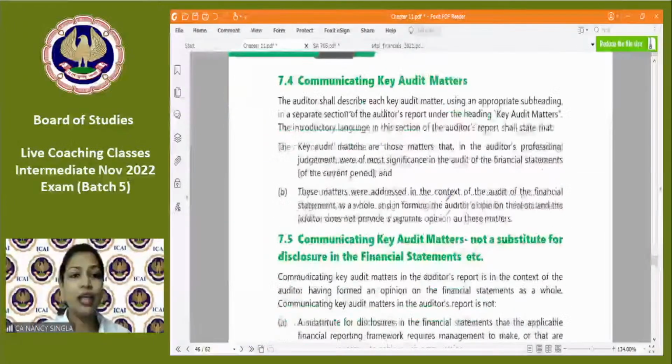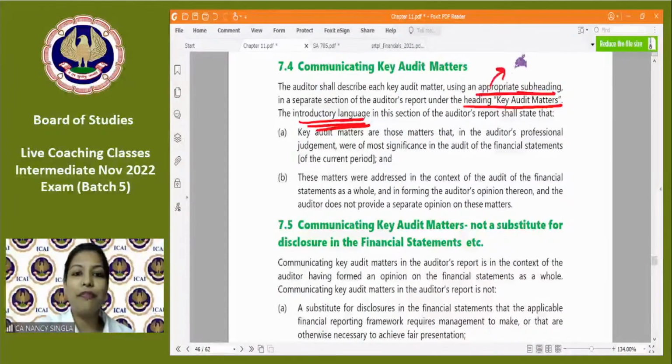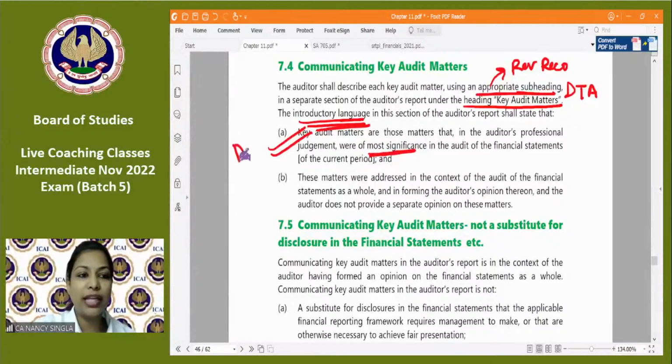ठीक है, कम्युनिकेट कैसे करना है? हेडिंग आएगा की Key Audit Matters and the introductory language. अच्छा, सब हेडिंग, एप्रोप्रिएट सब हेडिंग. जैसे अगर आप रेवेन्यू रिकग्निशन कर रहे हो तो रेवेन्यू रिकग्निशन आएगा, अगर आप डेफर्ड टैक्स एसेट से रिलेटेड कर रहे हो तो वो आएगा. ठीक है, इंट्रोडक्टरी लैंग्वेज में आएगा that what basically this is, what the definition is.